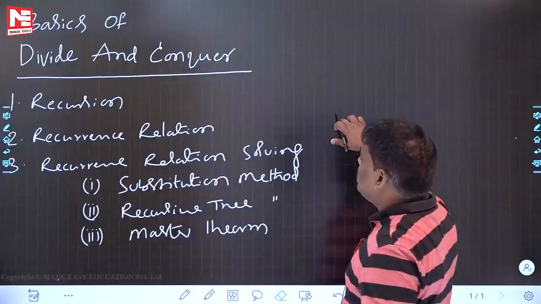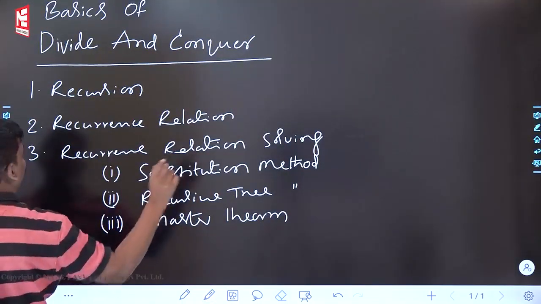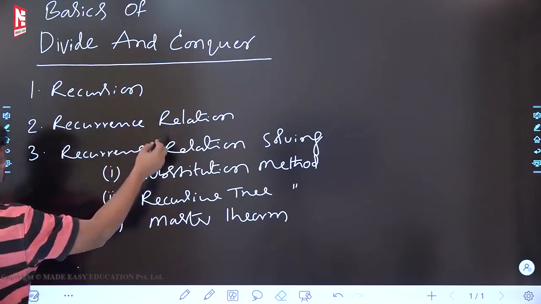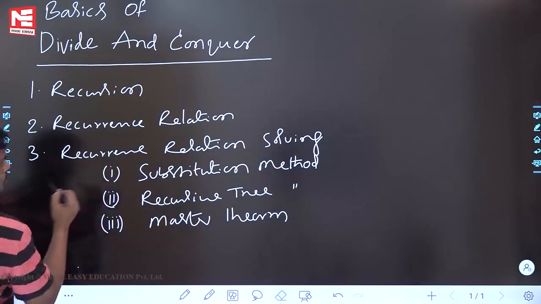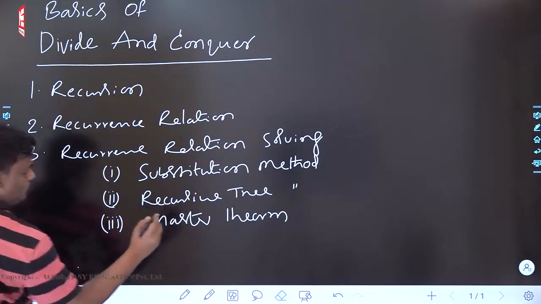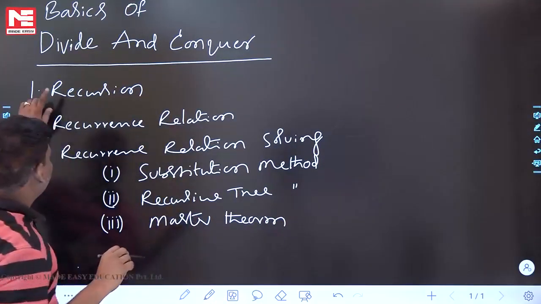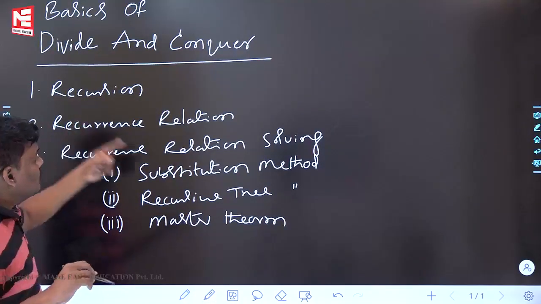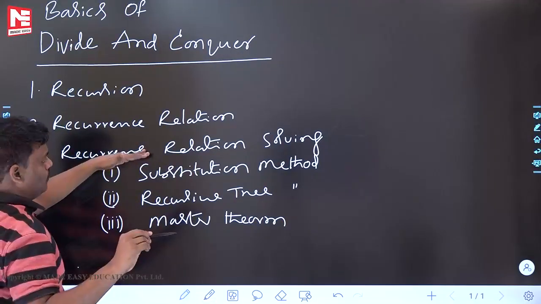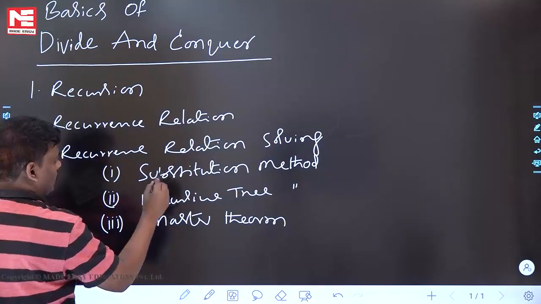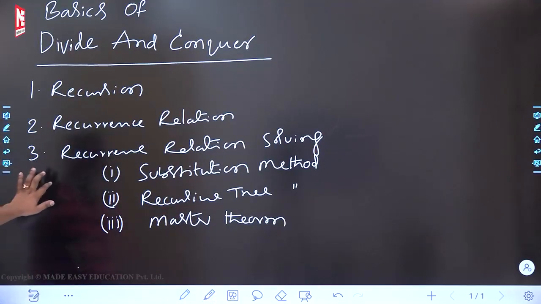Some people are asking, sir, what are the basics of divide and conquer? Recursion, recurrence relation, and recurrence relation solving, which internally contains three methods: substitution method, recursive tree method, and master theorem. Recursion is the first one, recurrence relation is the next one, recurrence relation solving is the next one. Please be careful. Now we will go one by one.